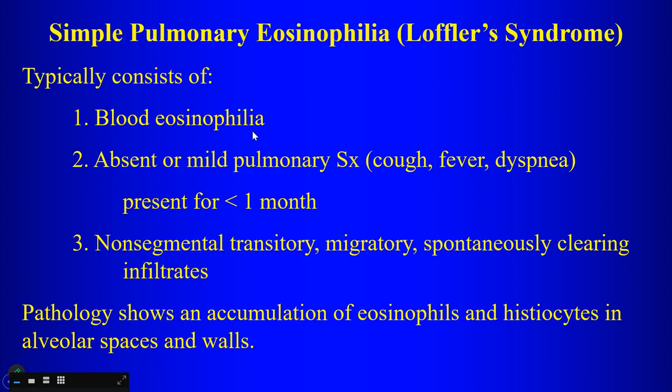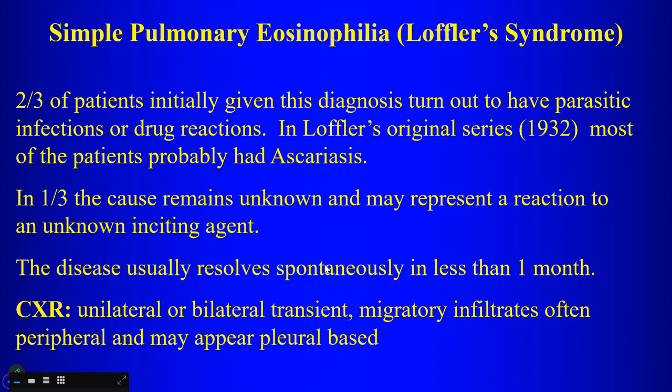So these patients have blood eosinophilia. They might have mild symptoms, cough, fever, shortness of breath. The symptoms are present for less than a month. Okay, they can have transitory, migratory, spontaneously clearing consolidations. If there's pathology, they'll find eosinophils and histiocytes within the alveolar air spaces. And it's usually self-limiting. It usually takes care of itself.